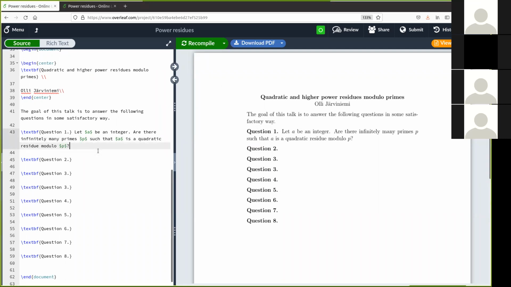So, yeah, the first question is about whether a given integer is necessarily a quadratic residue modulo infinitely many primes. I think this is quite well known. Is this familiar to you guys? Does anyone know a proof or an answer to this question? Yeah, there is a proof using the quadratic reciprocity law.